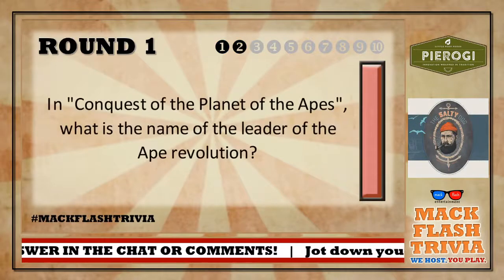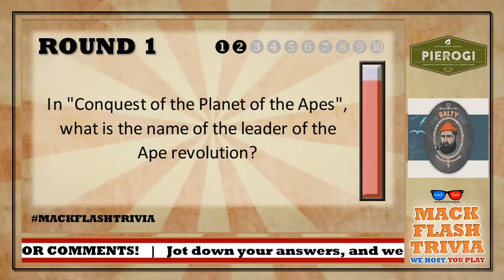Question number two, in Conquest of the Planet of the Apes, what is the name of the leader of the ape revolution?